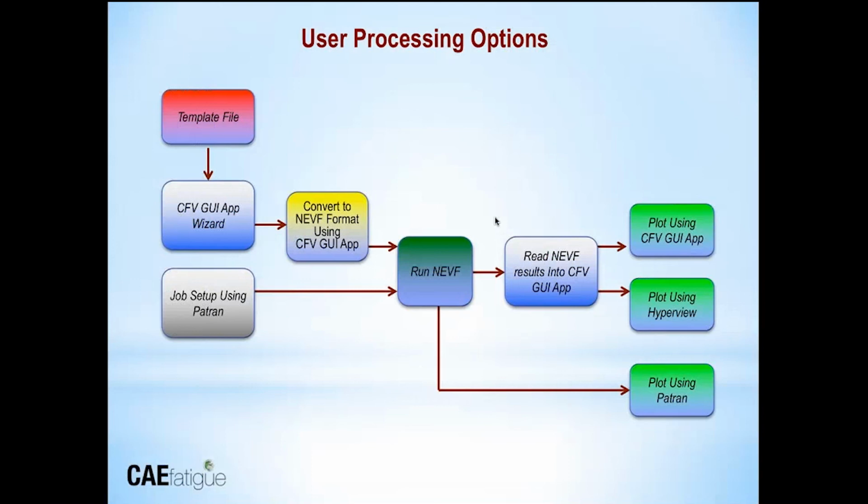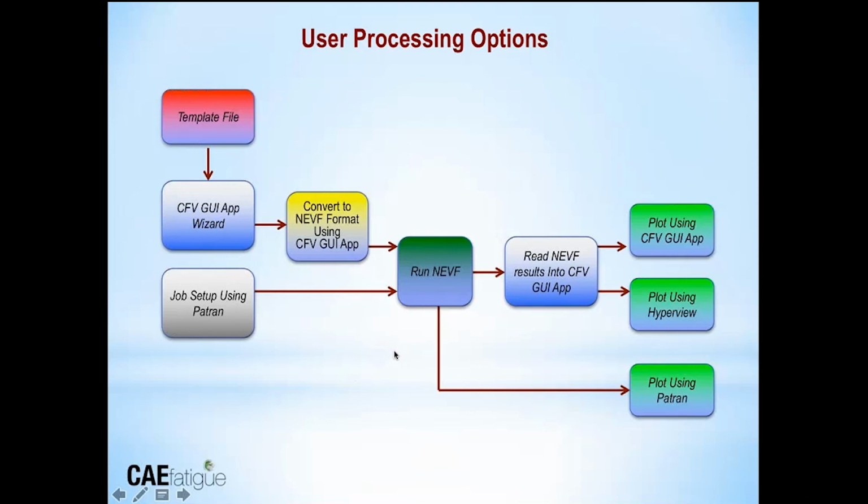But this raises an issue. How do we control this process? How do we process a job through Nastran and make it user-friendly? You have a number of options for this, so I want to just explain how this can be done. Option number one is to use Patran to set up your job, run Nastran, and then you can plot the results using Patran. Those pre- and post-processing capabilities are fully functional. So that's option number one.